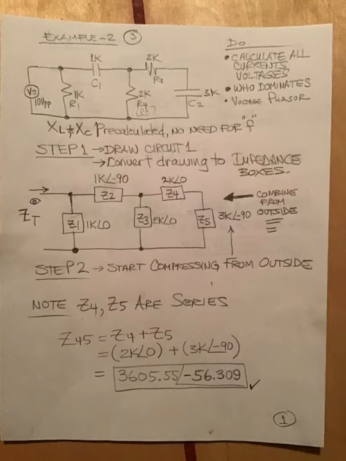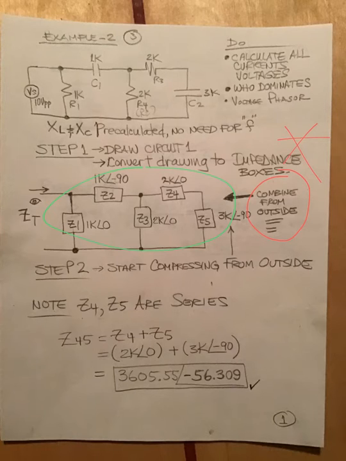So, step one, draw the circuit, converting it to impedance boxes, which is exactly what I did here in the green area. I converted it to green boxes, to impedance boxes, and I want you to notice the important directive, which I keep asking you to do in step 2, which is to combine from the outside. Get away from where the power supply is. The ohm meter goes there, and you start calculating resistance from the opposite side over here where the red circles are.